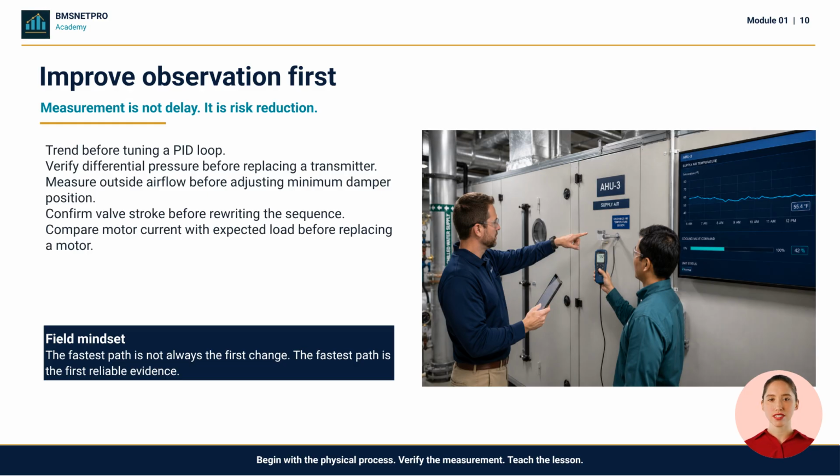In many field situations, the most valuable first action is not changing the system. It is improving observation. If a loop is unstable, add temporary trend logs before changing tuning constants. If a differential pressure reading seems wrong, verify it with a calibrated instrument before replacing the transmitter. If a valve is commanded fully open, confirm stroke and flow response before rewriting logic.